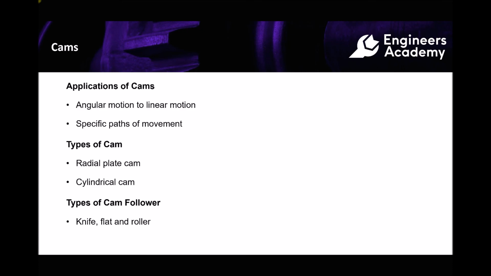So just to summarise then, in this video we've introduced cams and cam followers. We've looked at different applications for cams, but particularly for translating angular motion into linear motion across lots of different types of path. We've looked at radial plate and cylindrical cams, and we've looked at a number of different followers, including the knife, flat and roller followers. And at the end we discussed some of the advantages and disadvantages associated with the use of each of those followers. In the next video we're going to begin looking at how we design a cam in order to achieve a specific path of motion.